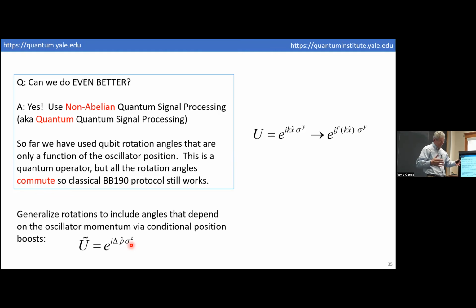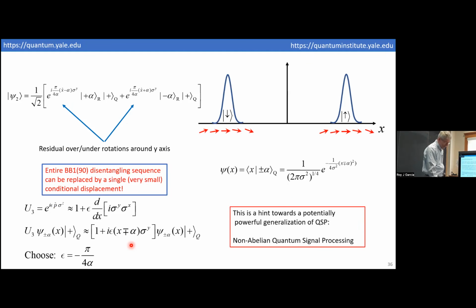I know one trick where I've understood how this works. I don't have a general theory of how to analytically figure out and construct circuits. That's an open problem I'll list at the end. But here's the state, with this little bit of residual entanglement due to the under and over rotation. So there's the coherent state, and there's the residual over and under rotation of each piece.